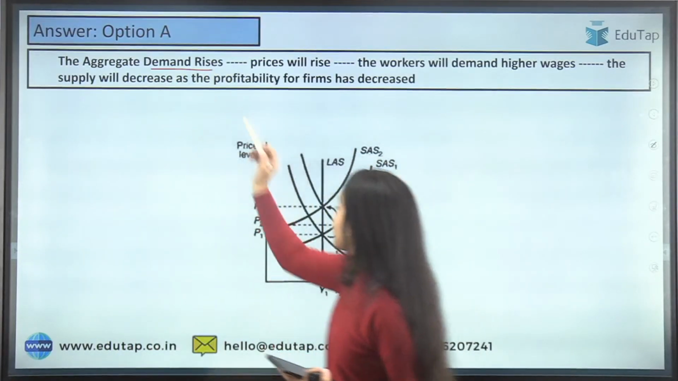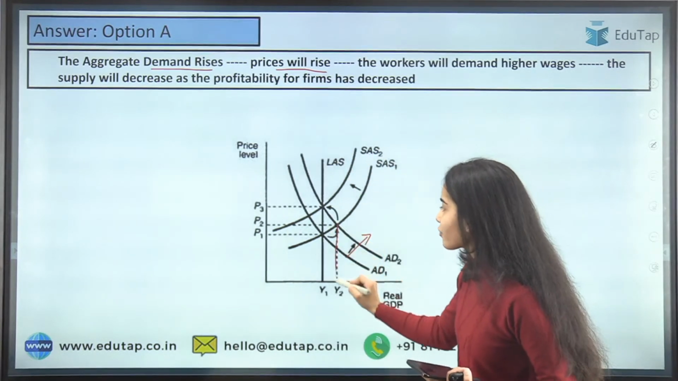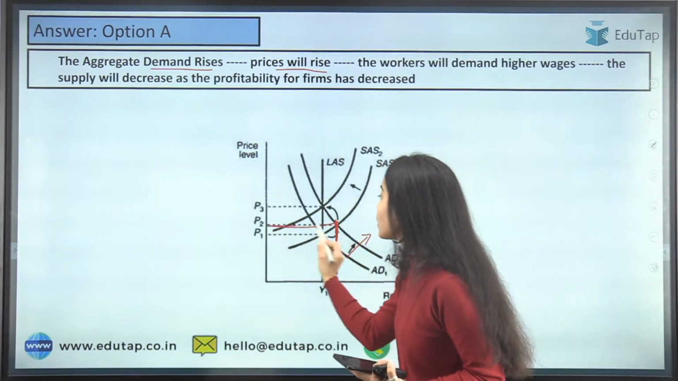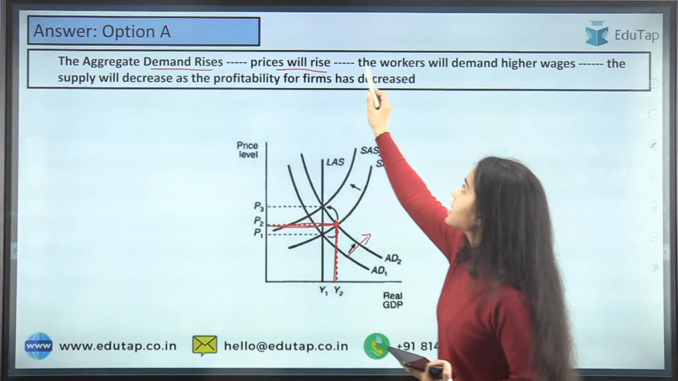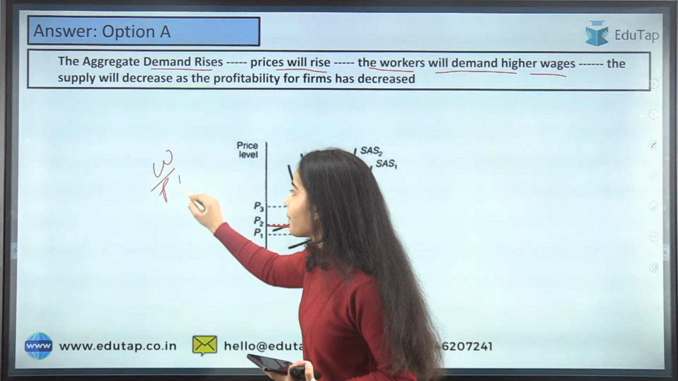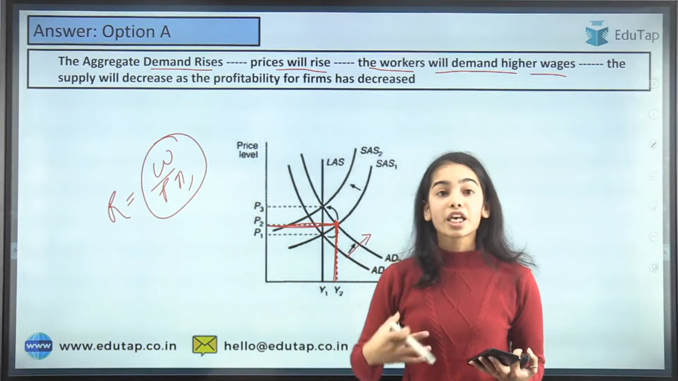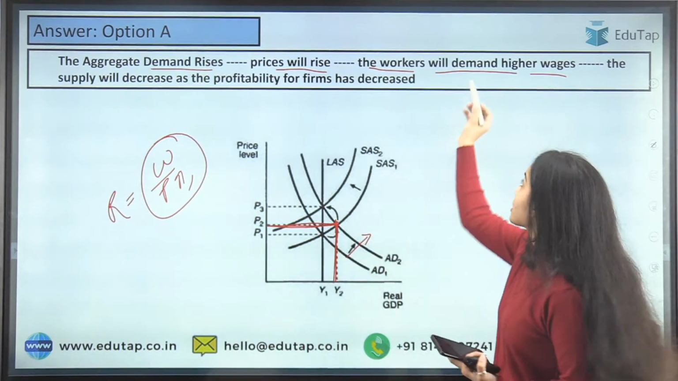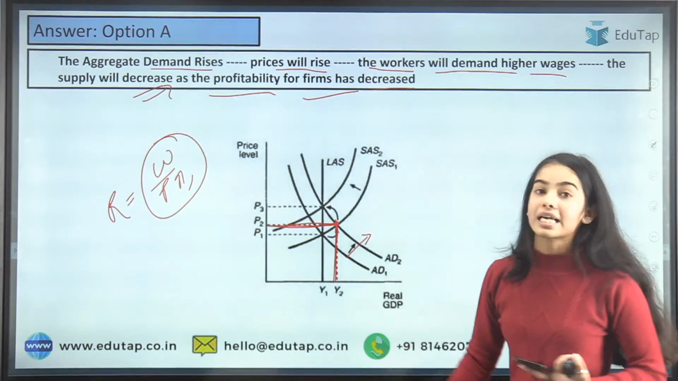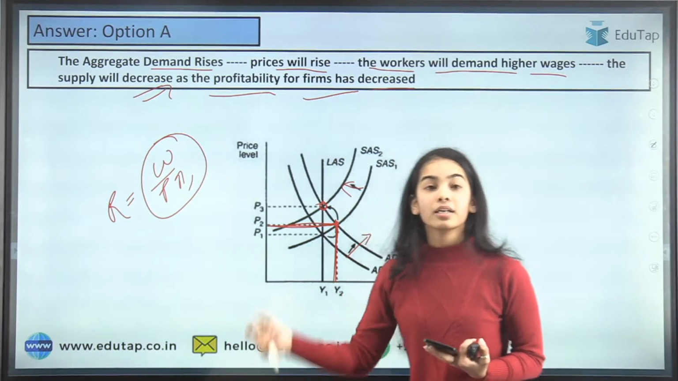See, the aggregate demand is rising, so prices will rise, and output will rise. Of course output will rise because demand is more, so output will be more, but the prices will also rise. When the prices rise, the workers will demand higher wages, because their real wages have decreased now. So the workers will say, give us more wages, and when wages rise, the supply will decrease, as the profitability for the firms has decreased. So supply will decrease, and we will again come back to the long run supply curve.